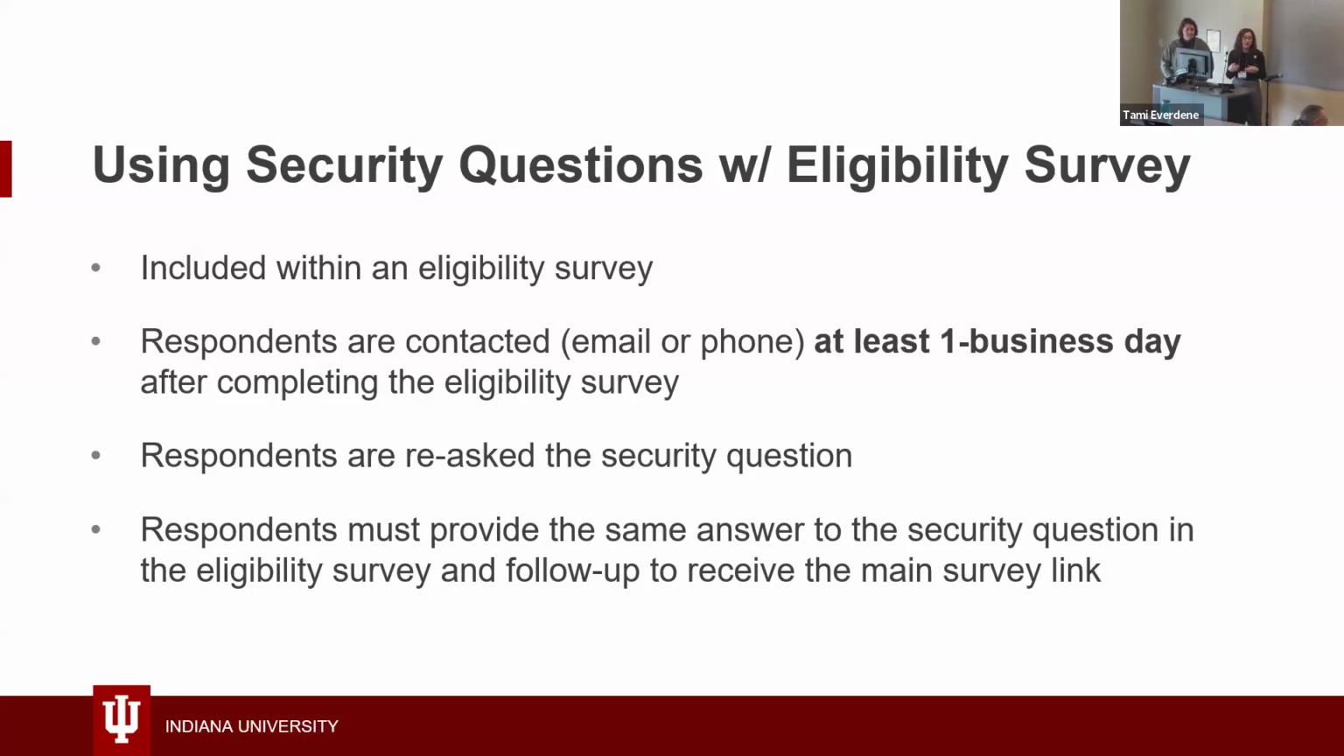So then when you recontact them, you'll say, hey, we got your eligibility survey. I just need you to confirm this question. And then you'll re-ask the question. If they answer the question correctly, then they can continue to receive the actual main survey instrument or the interview, whatever that process is. If they don't answer the question correctly, that's your perfect point to say, thanks for your interest, but you're not eligible to participate.